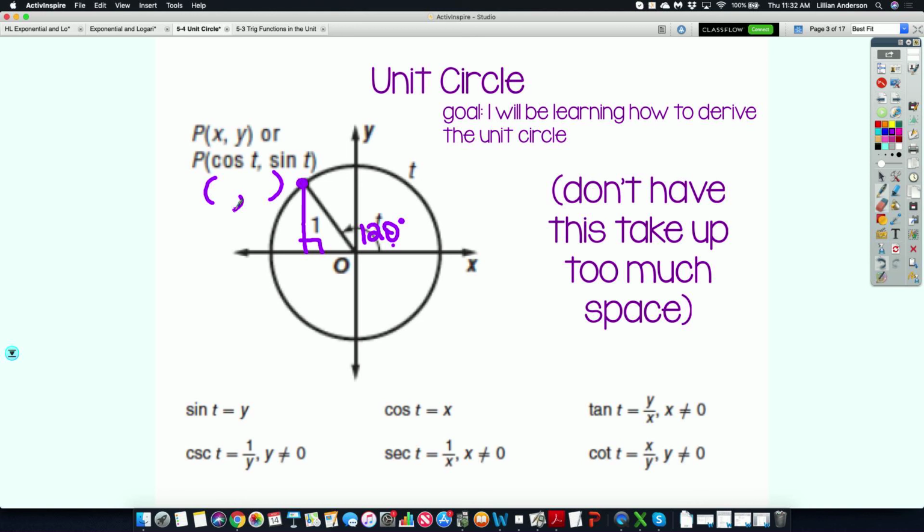Okay? So the unit circle is a special creature that you are going to need to know from memory. You will be quizzed on this, and you will use this throughout all the trigonometry stuff that we do. Okay? So, let's derive this unit circle. All right?